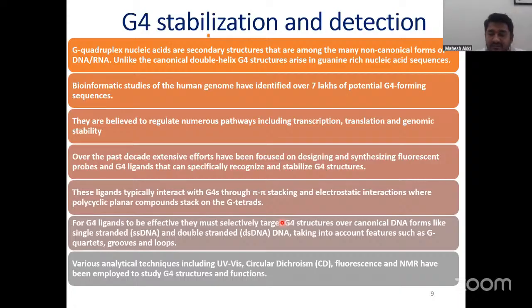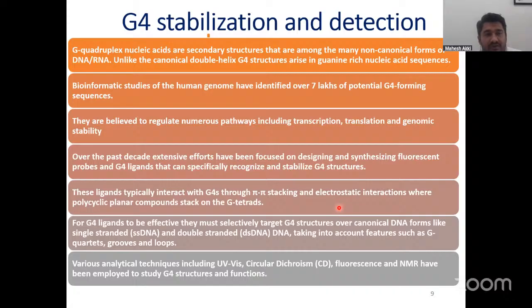So, G4 stabilization and detection. As we know, G4 structures are non-canonical secondary structures of DNA or RNA. Bioinformatic analysis of the human genome has revealed the presence of more than 7 lakh potential G4-forming sequences, highlighting their abundance and potential significance.